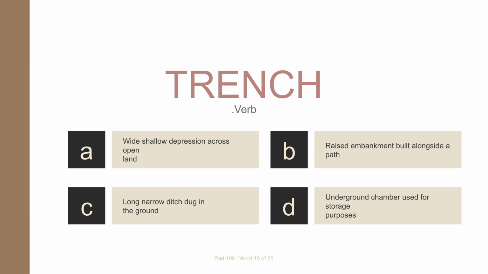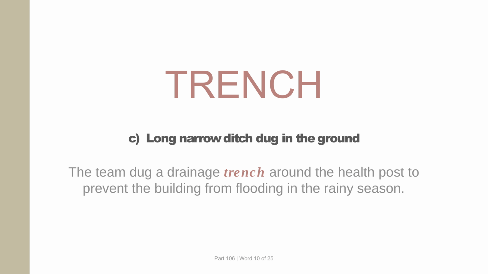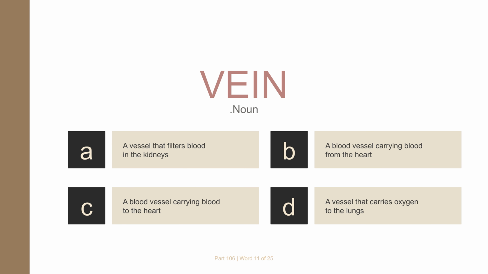Option D, underground chamber used for storage purposes. Correct answer, Option C. The correct meaning of trench is long narrow ditch dug in the ground. Example: the team dug a drainage trench around the health post to prevent the building from flooding in the rainy season. Question 11. What is the meaning of vein?